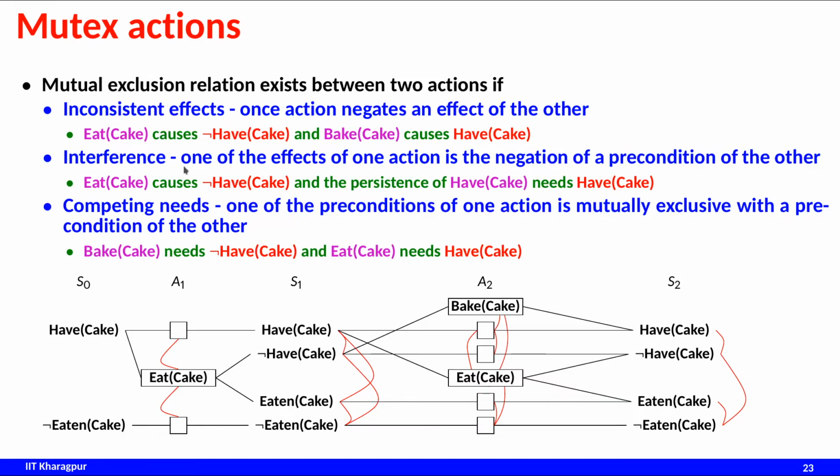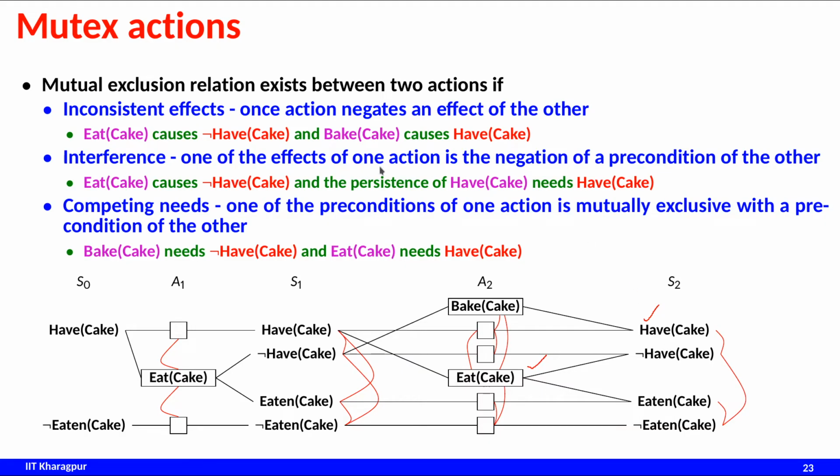There can be a situation of interference, where one of the effects of one action is the negation of a precondition of the other. For example, look at eat cake and have cake. Eat cake results in not have cake, and it requires have cake as a precondition.